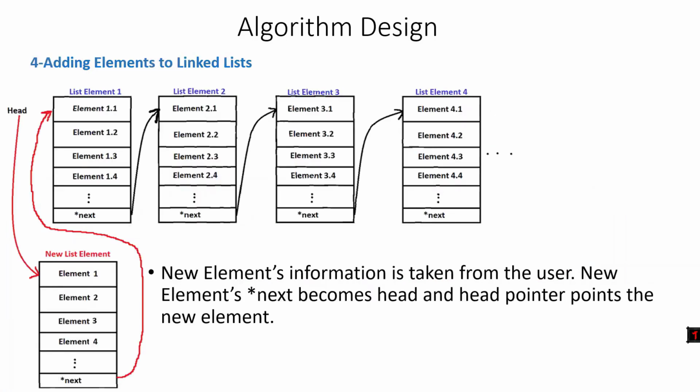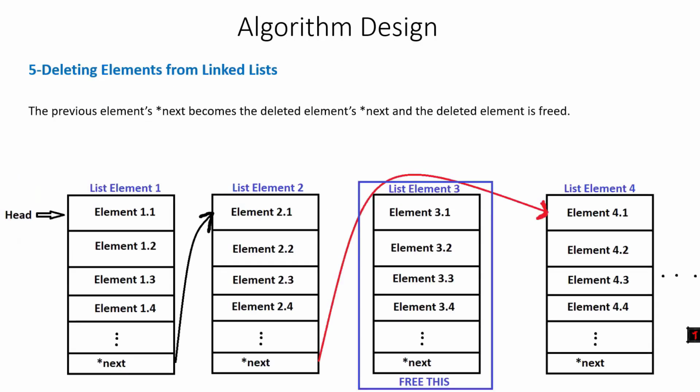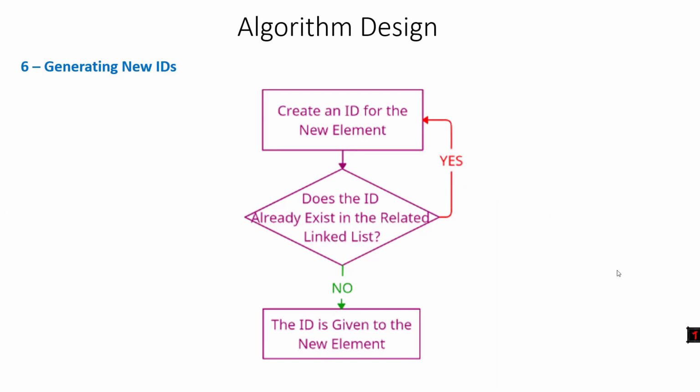Adding elements to the linked lists. New element's information is taken from the user. The new element's next pointer becomes head, and the head pointer points to the new element. Deleting elements from linked lists. The previous element's next pointer becomes the deleted element's next pointer, and the deleted element is freed.